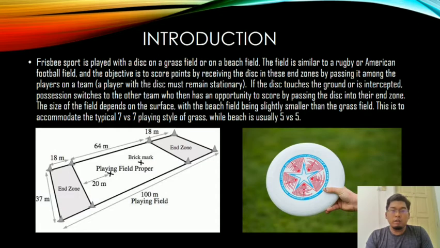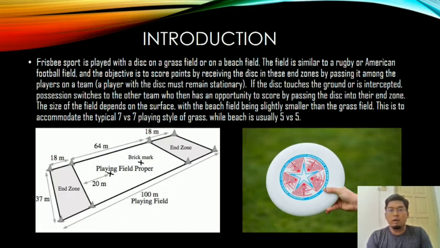Okay, and our video presentation is about Frisbee sport. So, going through the introduction, Frisbee sport is played with a disc on a grass field or on a beach field. The field is similar to a rugby or American football field, and the objective is to score points by receiving the disc in the end zone by passing it among the players on a team.